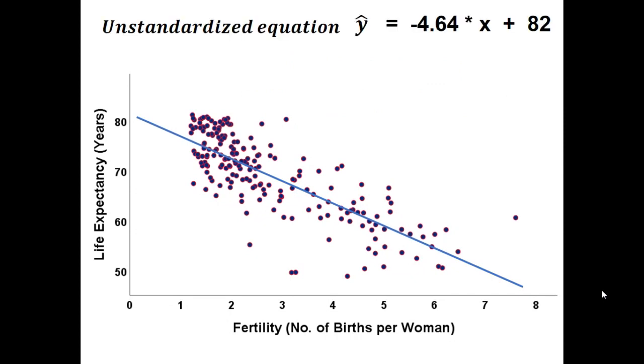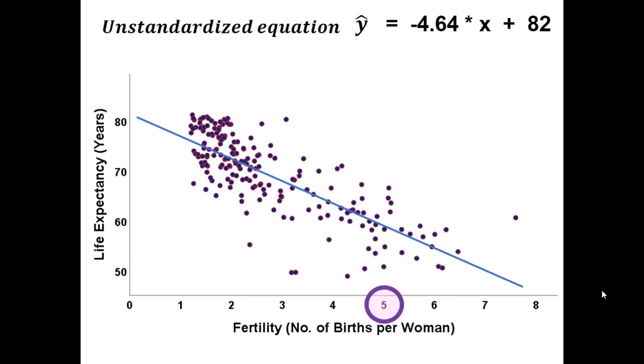Now here is this line's unstandardized regression equation. Y predicted equals negative 4.64 times x plus 82. And we can use this equation to find the predicted life expectancy by using the x variable fertility.